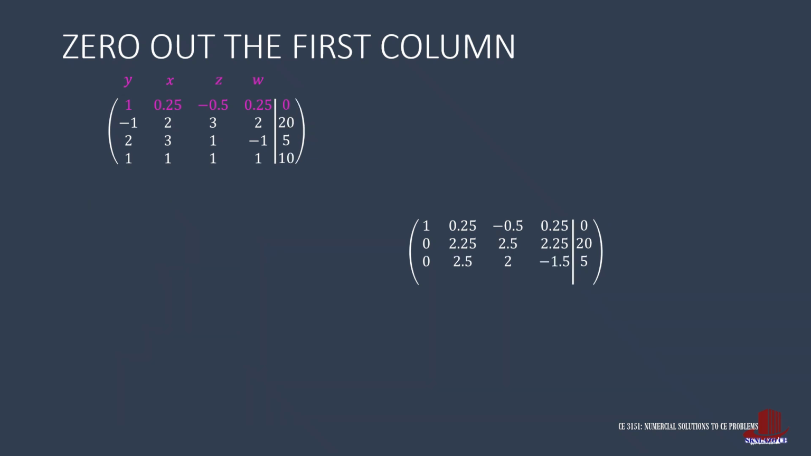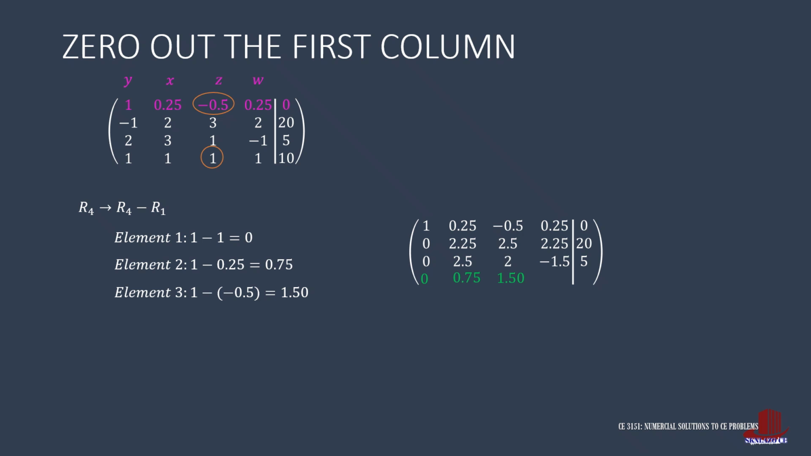Moving on to the fourth row, where we can zero out the first element by R4 minus R1. This then starts with 1 minus 1, which is 0. Next is 1 less 0.25, which becomes 0.75. Then 1 minus negative 0.5, yielding 1.5. And 1 minus 0.25 is another 0.75. The last is 10 minus 0, which is still 10.